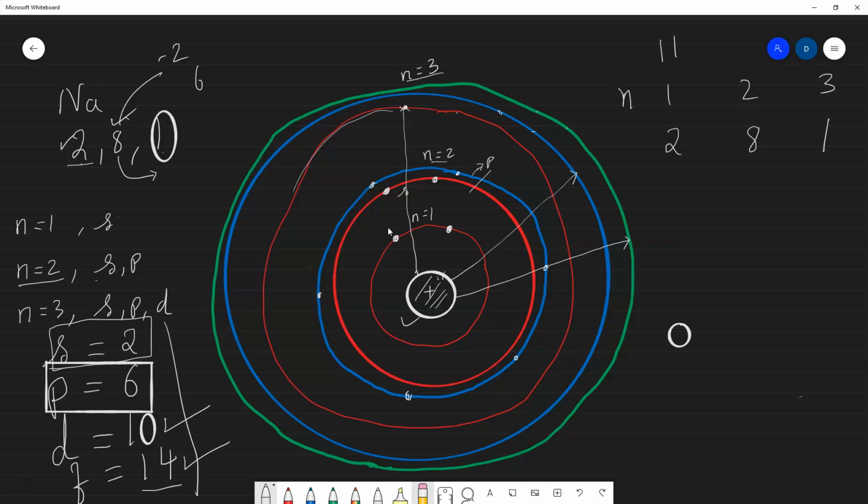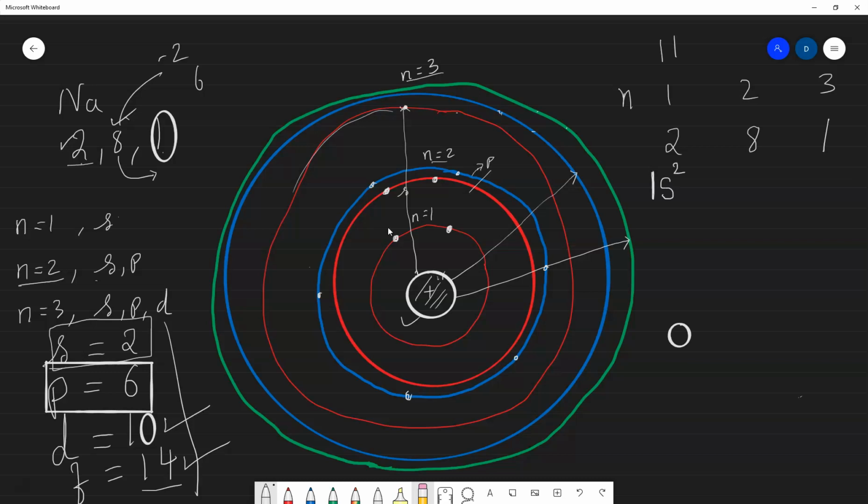Now we know that every shell is made of 1 or 2 or 3 subshells. So in the first shell it has got S subshell, and this S subshell has got 2 electrons. The way you write that is, in the shell number 1, in the S subshell you got 2 electrons.